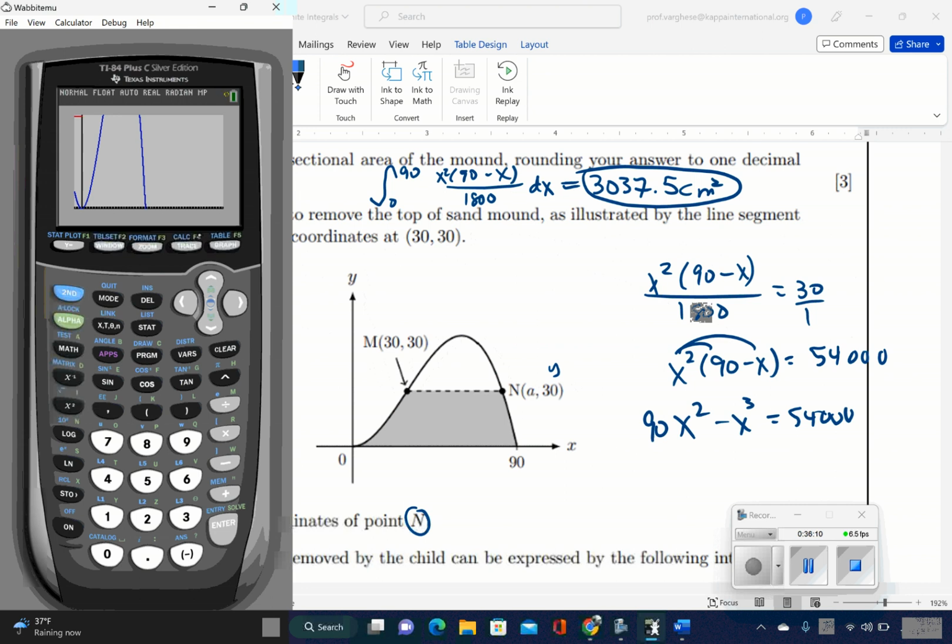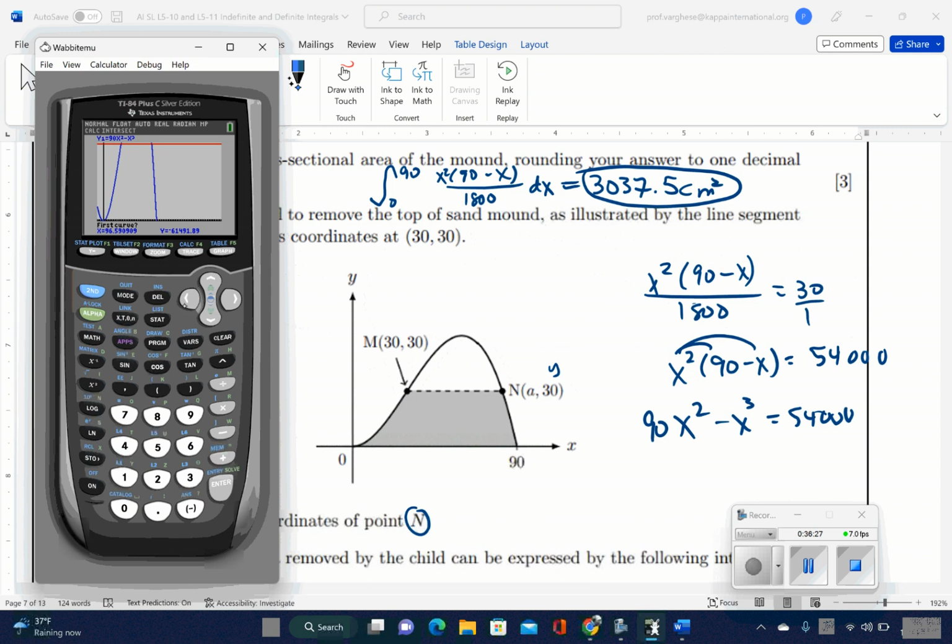So there's my Y1 and there's my Y2, okay? So I already know that this point right here, when I hit second trace, option number 5, I'm looking to see where my, so this is at 95. Let's go ahead and see what this is going to be. Let's go to the left. There we go. All right, so somewhere around here, I'm going to hit enter, enter, enter, and it gives me 30, right? Which I already know. 30, it definitely crosses.